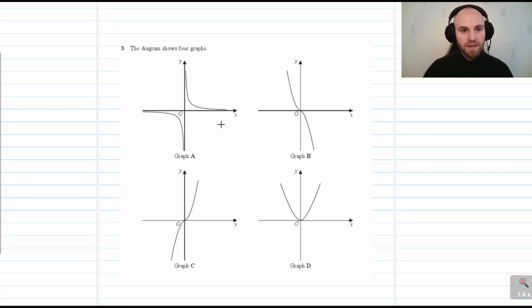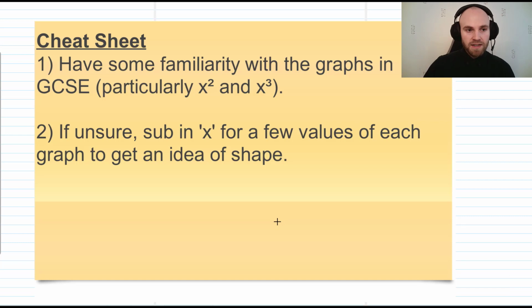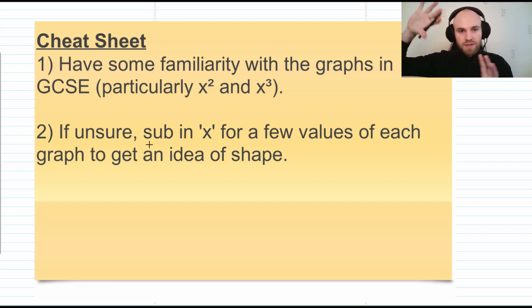Okay, so question 3. The diagram shows 4 graphs, which we have here: graph A, graph B, graph C, graph D. I'm going to go straight to the cheat sheet. I think it's a really good idea here to have some familiarity with the graphs in GCSE, particularly x squared and x cubed. But if you are unsure about those, you could sub in a few values of x for each graph just to get an idea of the shape, and see how the graph would take shape.